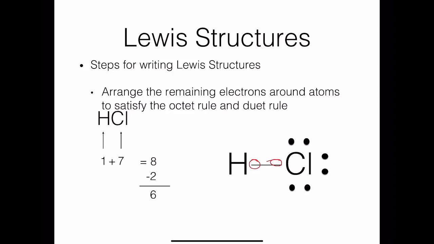Does chlorine now have access to 8 electrons? It does. It has access to 2, 4, 6, 8. So I can count those 2 electrons in between them for both hydrogen and chlorine because they're sharing them.